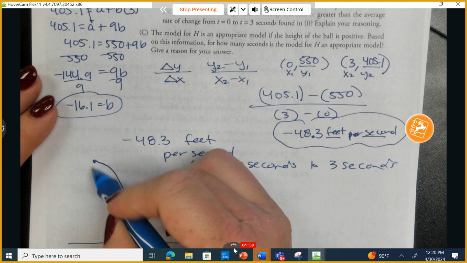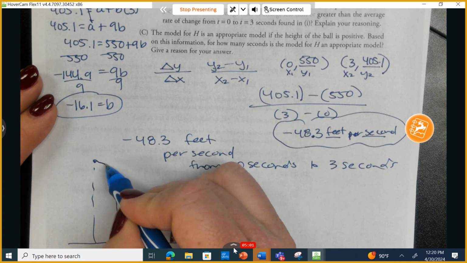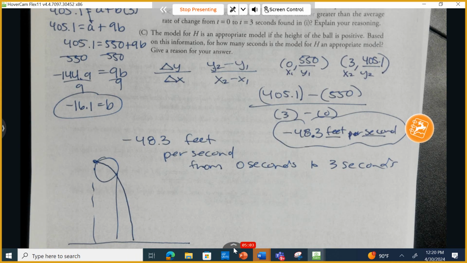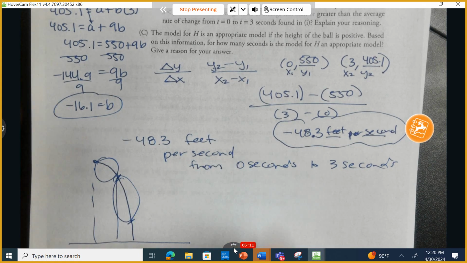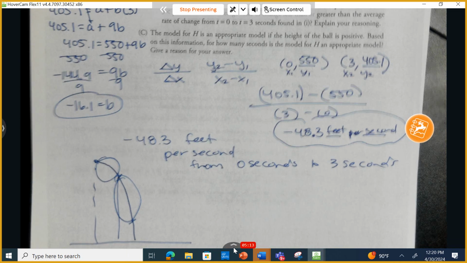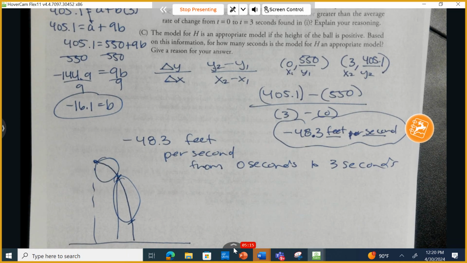And so we already calculated from 0 to 3 seconds. And we said this average rate of change from 0 to 3 was, the ball was dropping 48.3 feet per second. So now we're going to go from 3 seconds to 5 seconds, and we're going to calculate that average rate of change. By the way, look at that picture right now. Not that I'm a great jogger. Do you think that the average rate of change is going to decrease at a faster rate based on my picture, or do you think it's going to be the same?